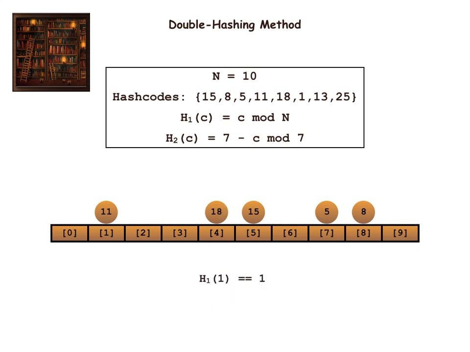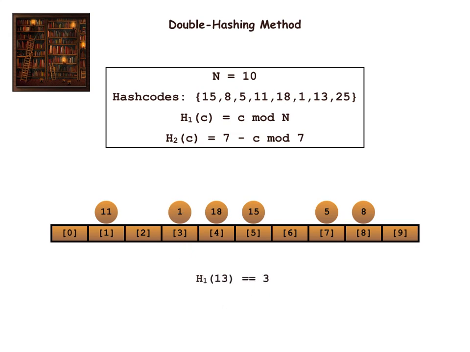Next, 1. 1 maps to location 1. However, 1 is occupied, so we're going to plug 1 into the second hash function. We get 6, so we're going to check 6 spots to the right. 7 is also occupied, so we go 6 spots to the right again. 3 is unoccupied, so 1 goes here.